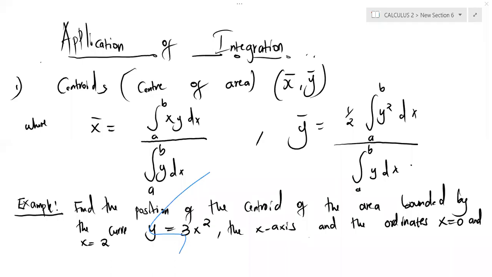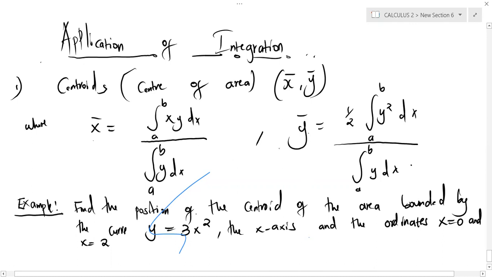Now, some of the applications of integration. We start off with centroids. Centroids are basically defined as the center of area, given by (x bar, y bar), where x bar is defined by the integral from a to b of xy dx over the integral from a to b of y dx, and y bar is defined by this. So in order to get x bar and y bar, you need to remember these formulas here.